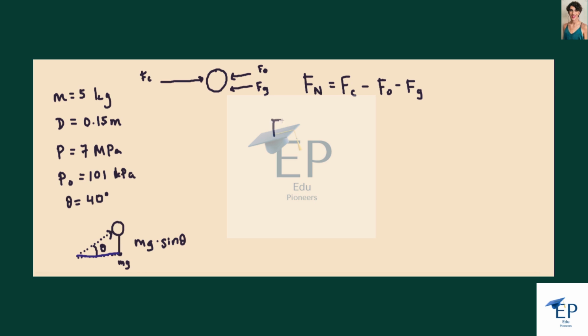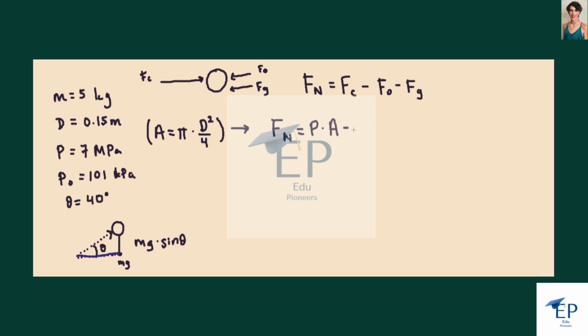Now we can write out this equation for the net force in a bit more detail. The force coming from the cannon itself is going to be equal to the pressure built up in the cannon, 7 megapascals, times the cross-sectional area of the cannonball. We're not given that directly, but we do know that the diameter is 0.15 meters. So for the area, we can simply plug in: the area is equal to pi times the diameter squared divided by 4. This is what we'll use for A, the area in this expression.